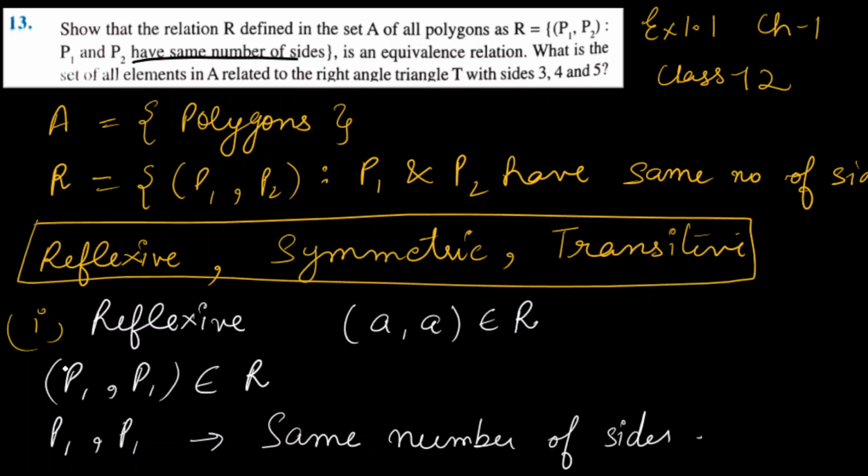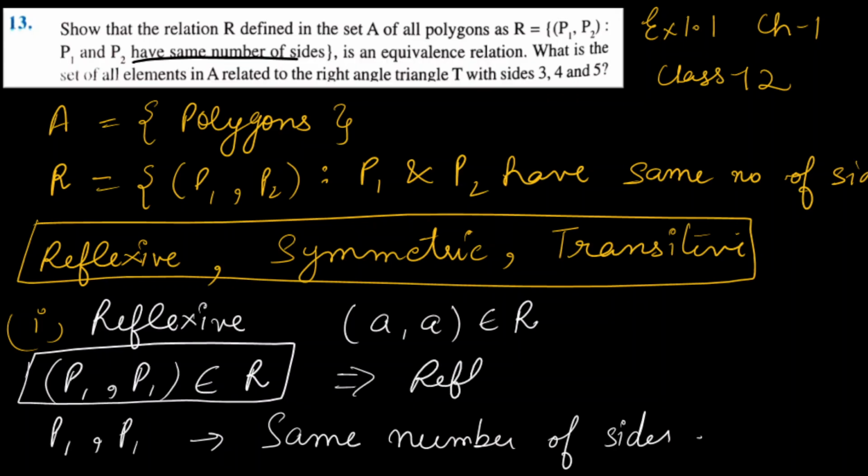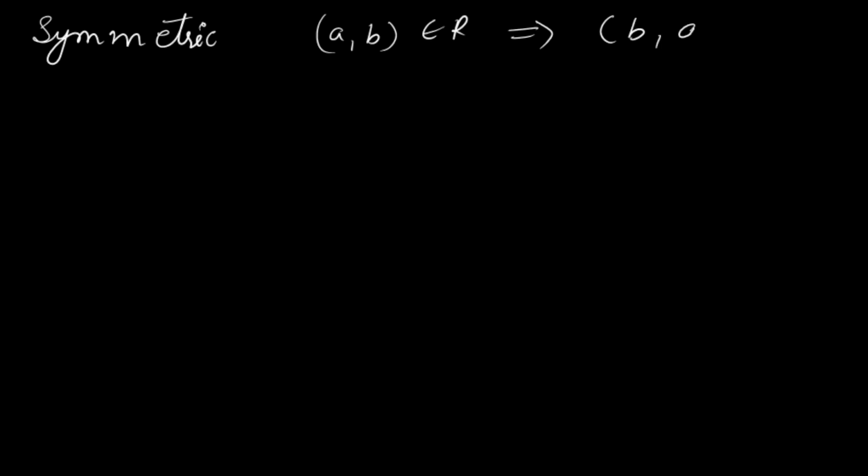Both the elements are the same, so they will have the same number of sides. Which means (P1, P1), this type of ordered pair, belongs to relation R, which means the given relation is reflexive. Now let's prove symmetric. Let's go to its definition. For symmetric, we know if (a, b) belongs to R, it implies (b, a) should also belong to R.